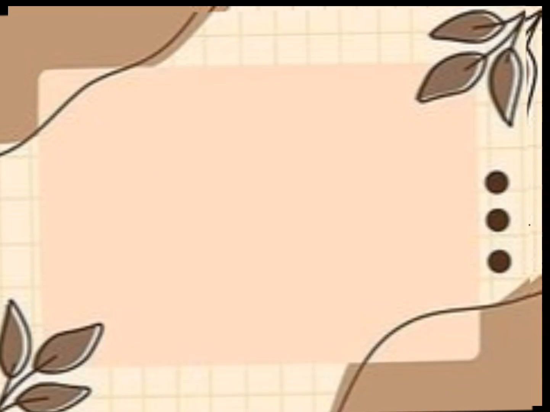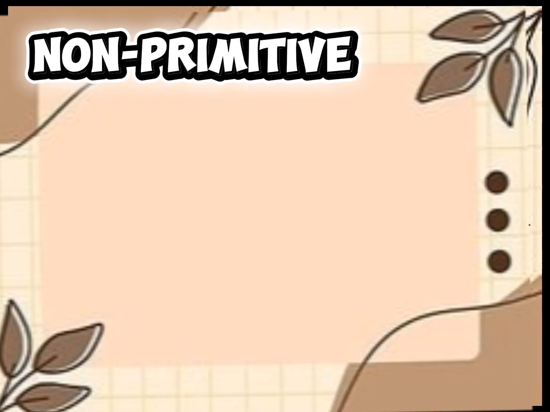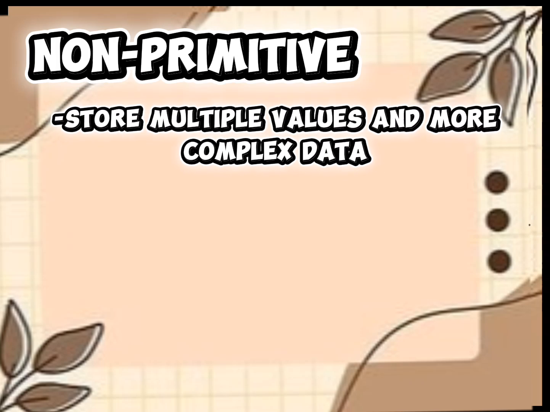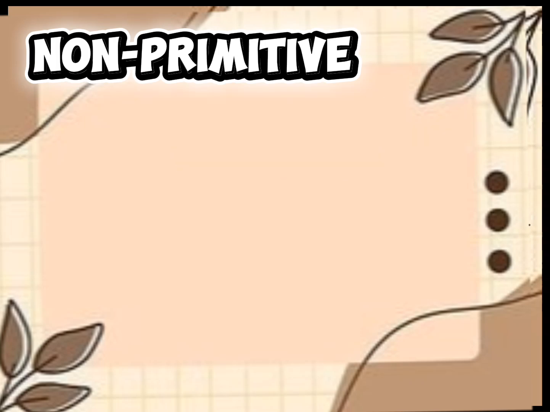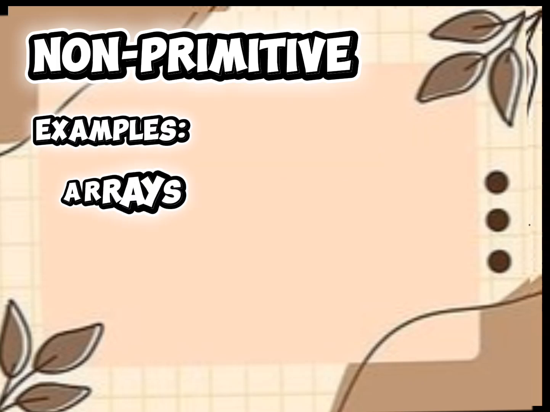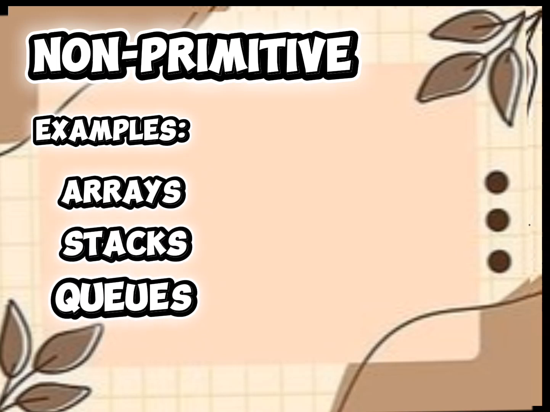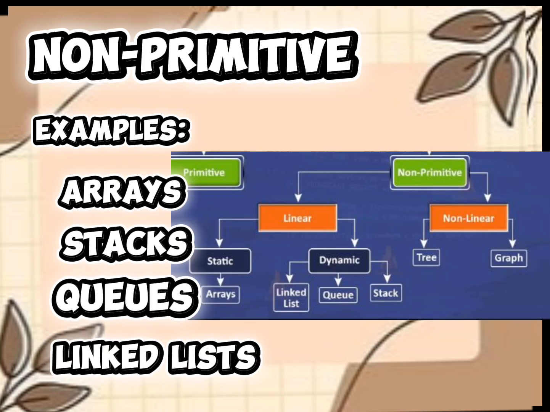The next one is non-primitive data structures. Non-primitive data structures store multiple values and more complex data. Examples include arrays, stacks, queues, and linked lists. They help organize large amounts of data.